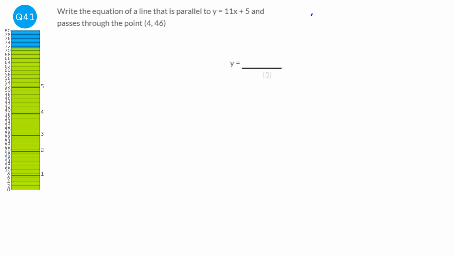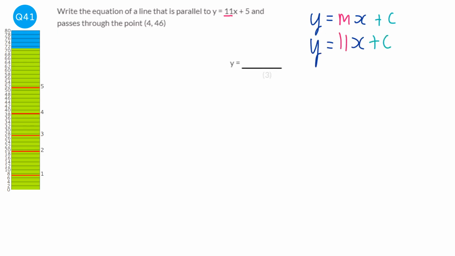The equation of any straight line can be written as y equals mx plus c. So we need to find the gradient, which is m, and the y-intercept, which is c, for this line. Now, we are given a clue. We're told that it's parallel to this equation here, but we're not really interested in the plus 5 at the end. What we're interested in is what the gradient of this line is, which is 11, because all parallel lines have the same gradient. So we actually know what the gradient is for the line we're trying to work out.